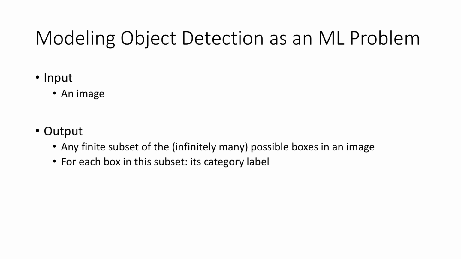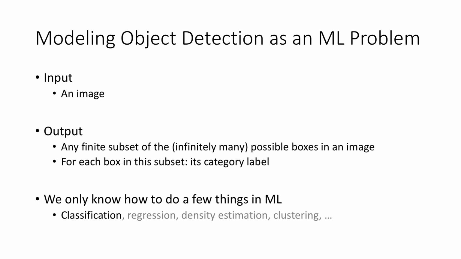Now the input is simply an image, and the output is any finite subset of the possible boxes in an image. Note that this set of boxes is theoretically infinite in size. Further, for each box in this subset, the detector must output a category label. In machine learning, we only know how to do a few things well, so we will approach the problem using our toolkit, focusing on classification and then later regression.